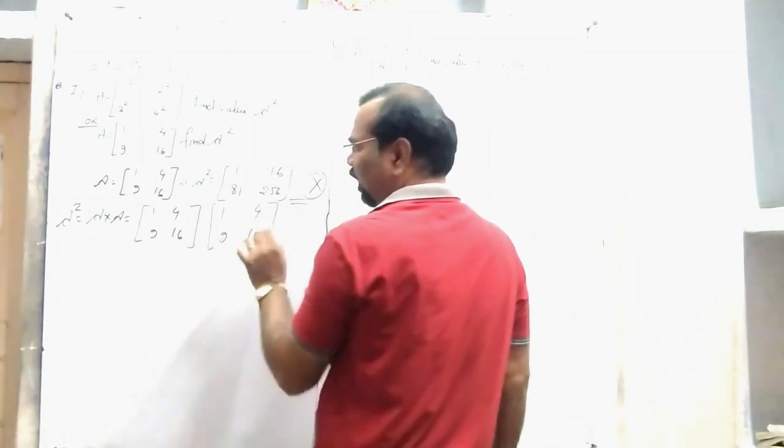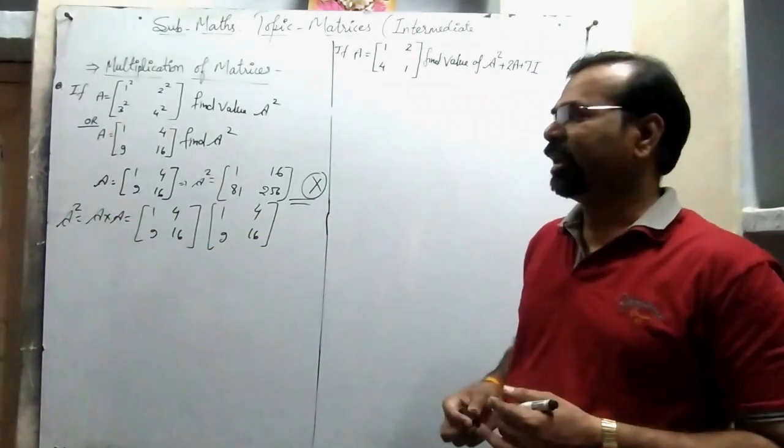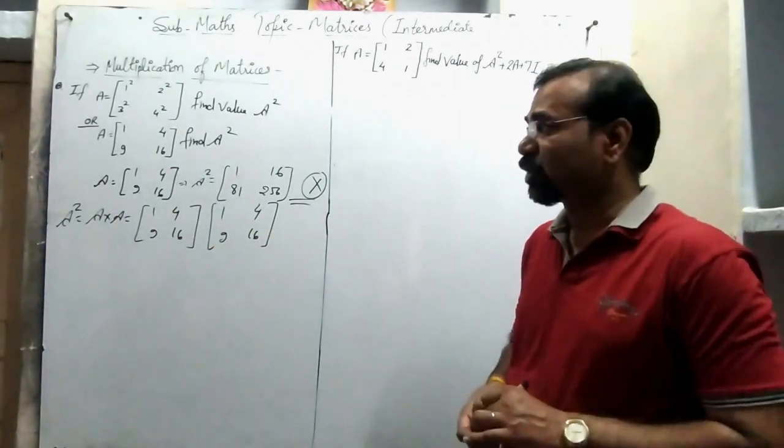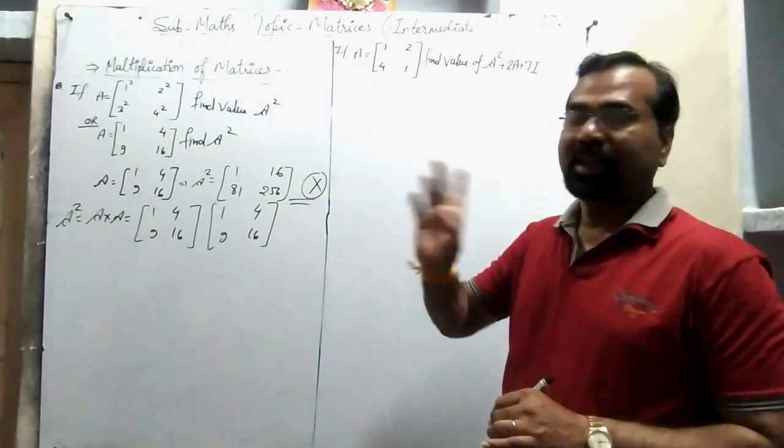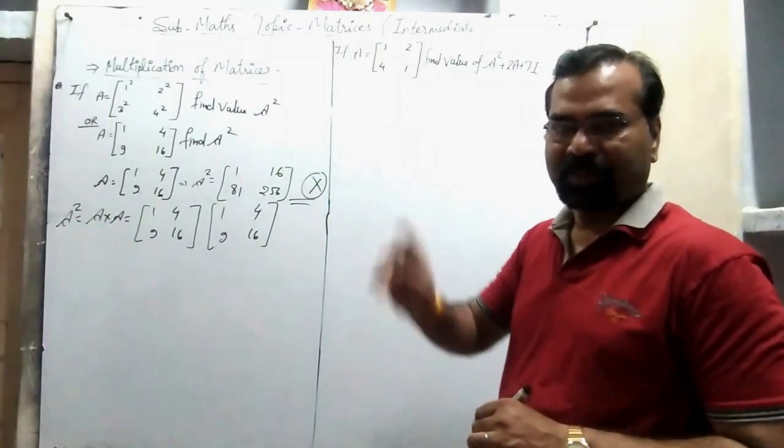Okay students, here it is given A square, which means you have to find the multiplication of A two times, not squaring each element. What we told you above, do not do that. A square means A cross A, A multiplied by A.